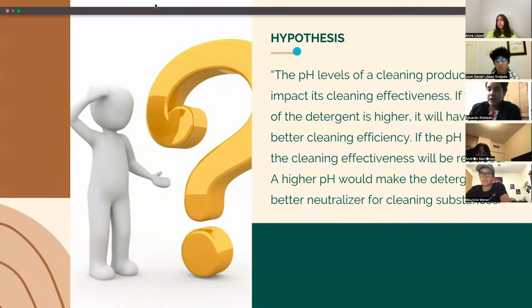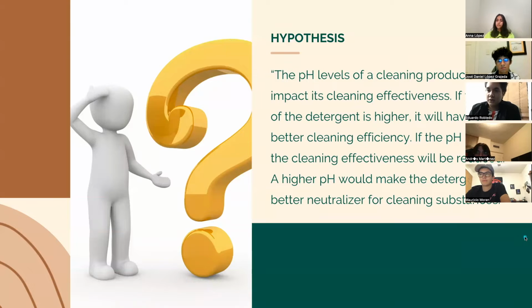We were talking about a possible hypothesis, and we were wondering if there was some possible relationship between the pH and the cleaning efficiency. And we formulated this hypothesis: the pH level of a cleaning product will impact its cleaning effectiveness. If the pH of the detergent is higher, it will have a better cleaning efficiency. If the pH is lower, the cleaning effectiveness will be reduced. A higher pH will make the detergent a better neutralizer for cleaning substances.